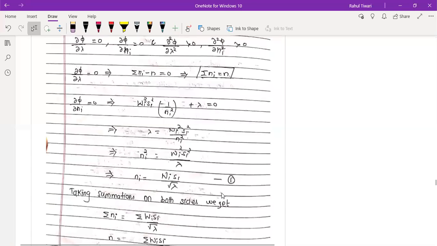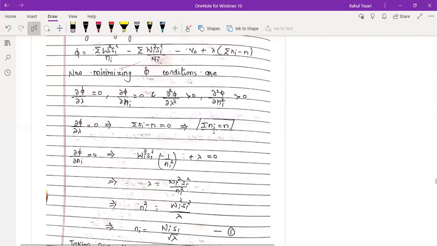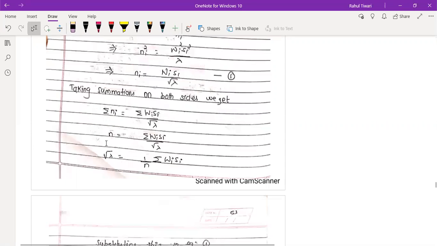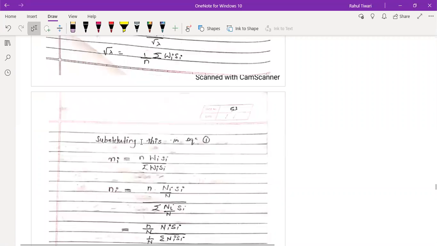Now you take the summation on both sides. I know this summation of Ni is nothing but N, because we know this from this condition. So one can get the root lambda. Root lambda becomes, just cross multiply, and now you substitute in equation number 1.